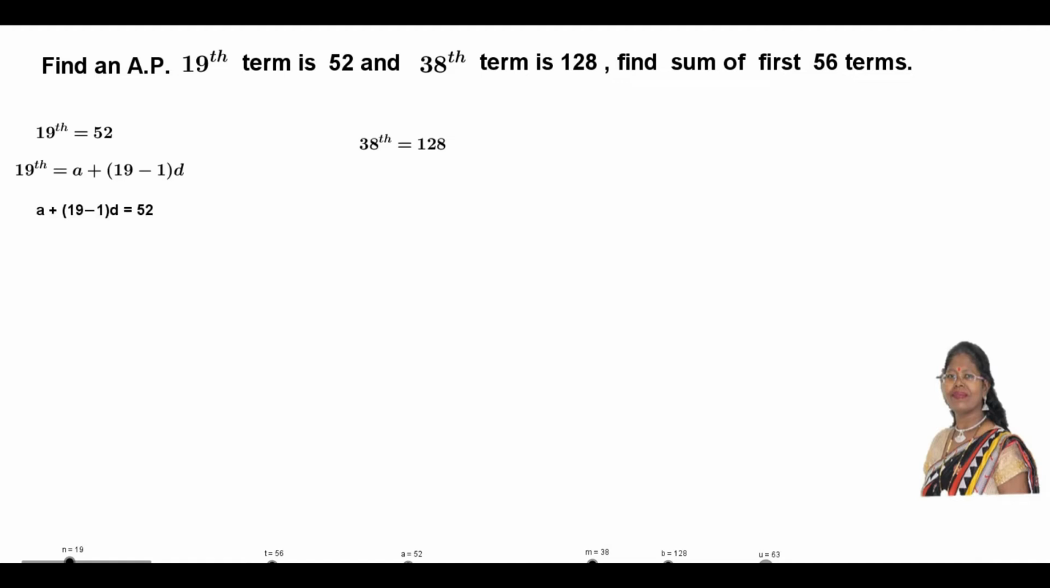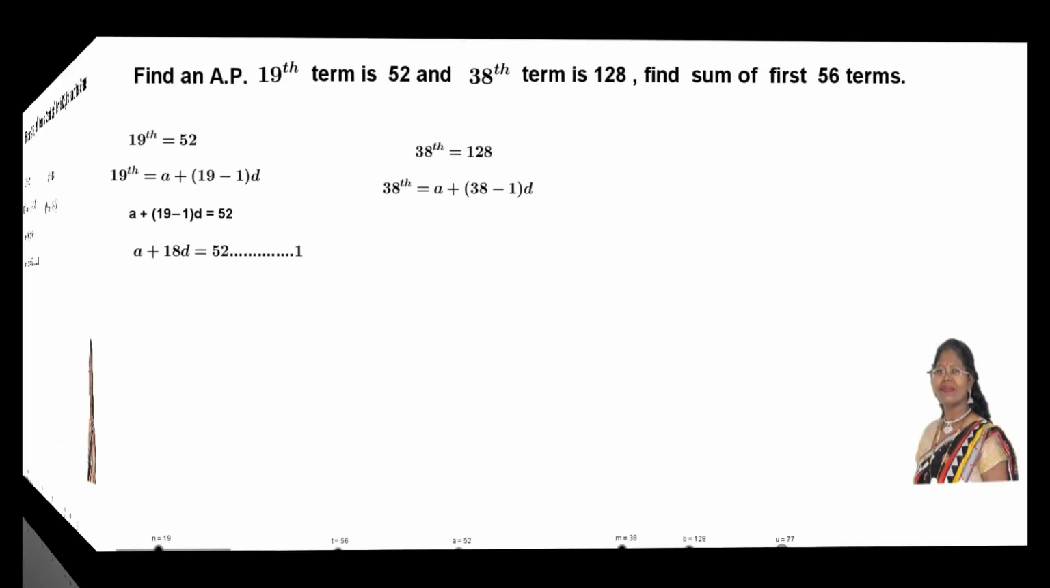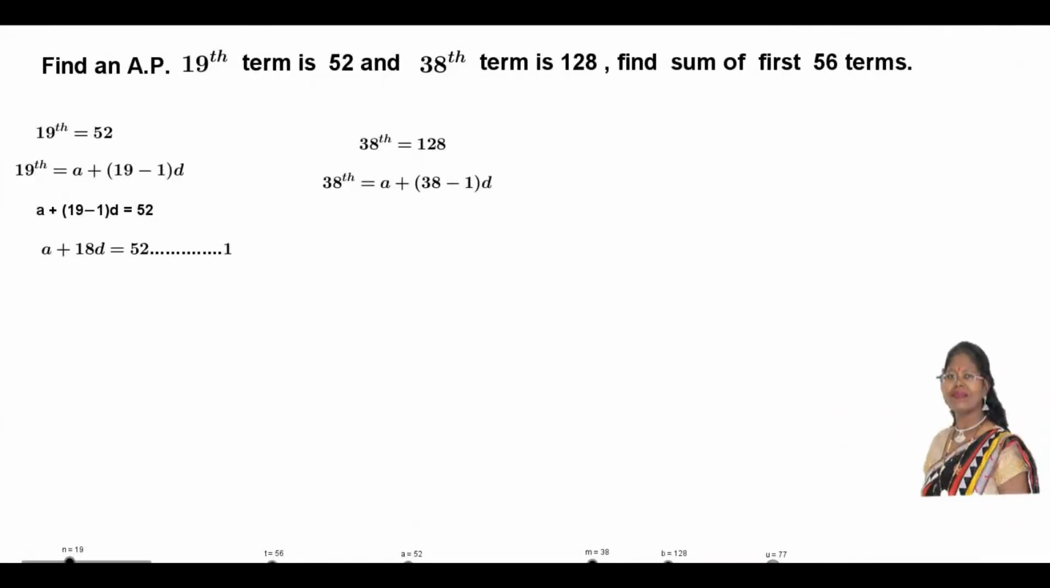A plus (19 minus 1) into D is equal to 52, because it's given that the 19th term is 52. Then A plus 18D is equal to 52. Here the 38th term is equal to A plus (38 minus 1) into D. Same way, A plus (38 minus 1) D is equal to 128, because the 38th term is equal to 128. By solving, A plus 37D is equal to 128. We will get two equations.